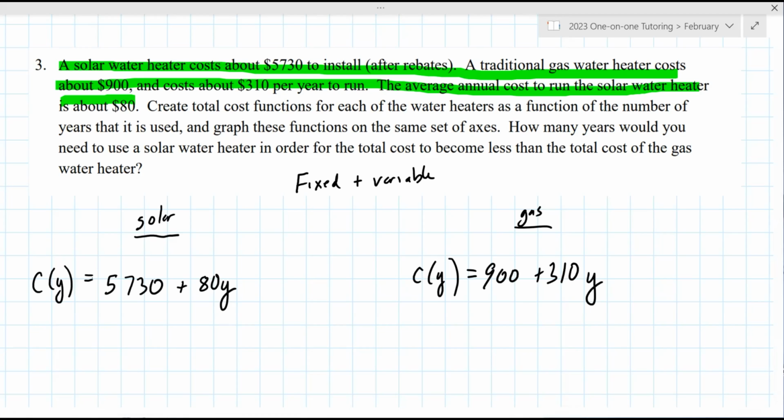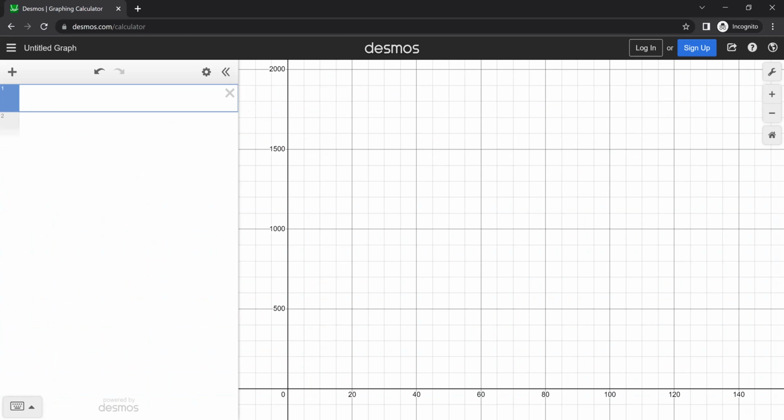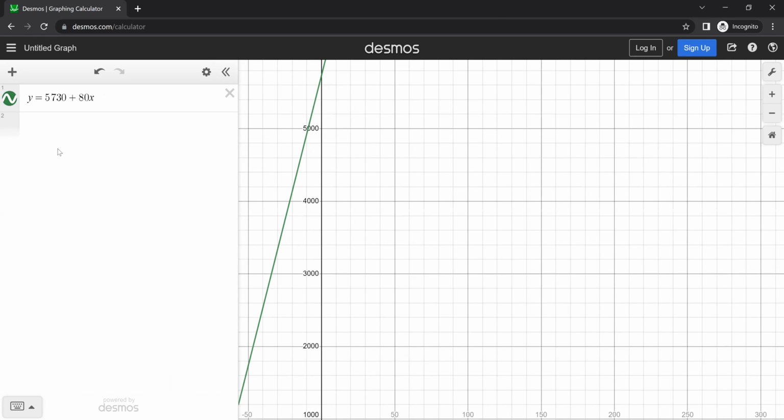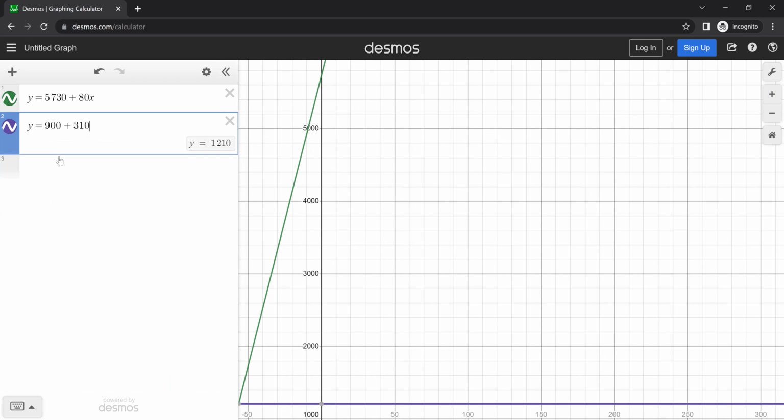All right, now we have a problem because it says to graph here, so I will have to change the variable again. Create total cost functions, we've done that. Graph these functions. We're going to go back to Desmos and look at the graphs. The solar is going to be 5,730 plus 80x. You cannot see the graph because it's way up here, so we'll have to fix our axes in a moment. And then for the gas, it's 900 plus 310x.